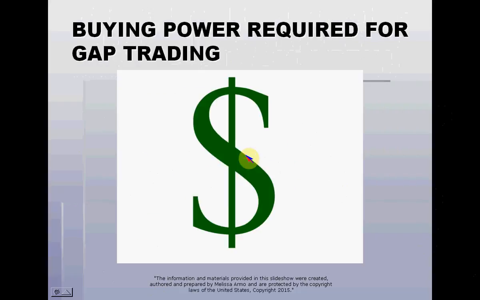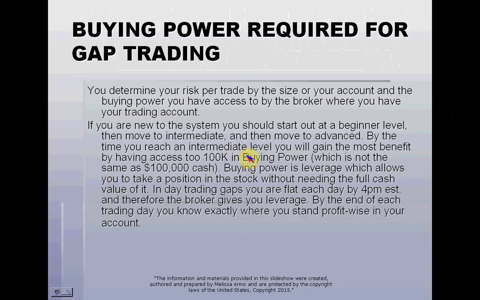Now, like we were talking about earlier, somebody asked a question about buying power required for gap trading. You determine your risk per trade by the size of your account and the buying power that you can access from the broker. Again, you have to talk to the broker to find out how much money they require to actively day trade, and how much leverage they are going to give you on your funds.